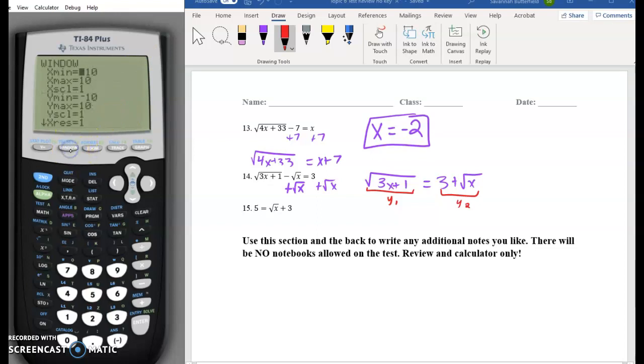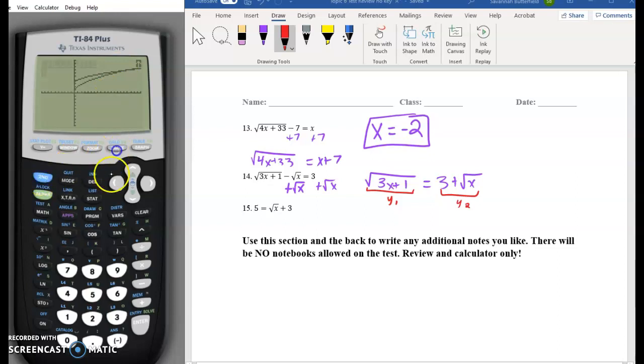So this is one of those scenarios where we're going to have to adjust our window. So I'm going to try 20. If I adjust it to 20, see if I can see the intersection. And I can see it now. It's somewhere in this region.